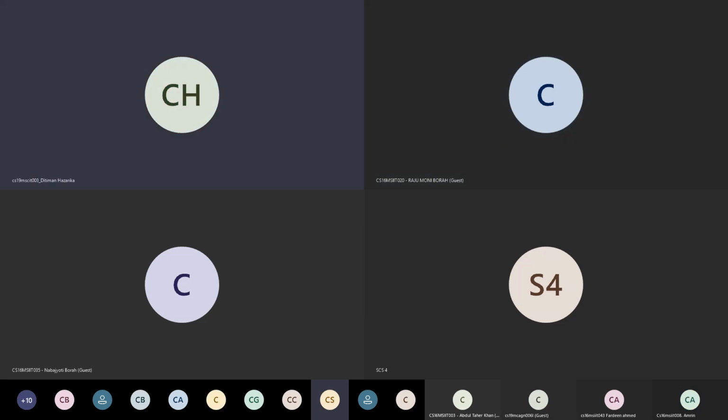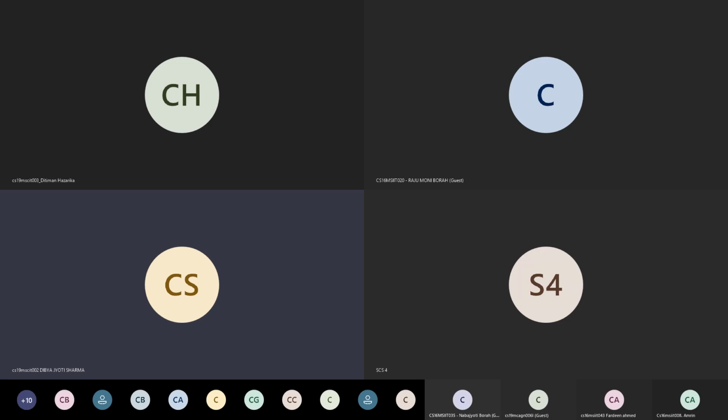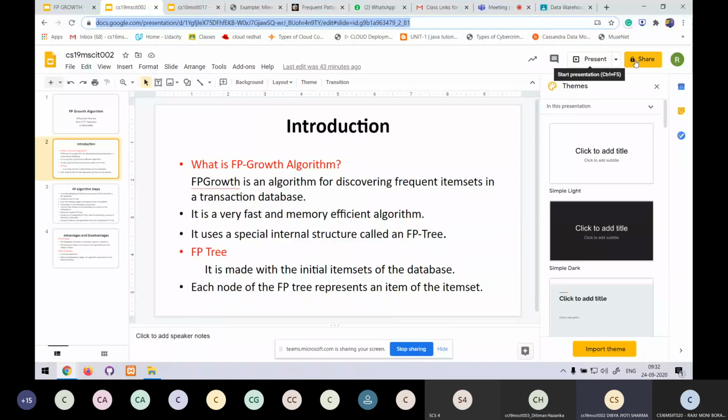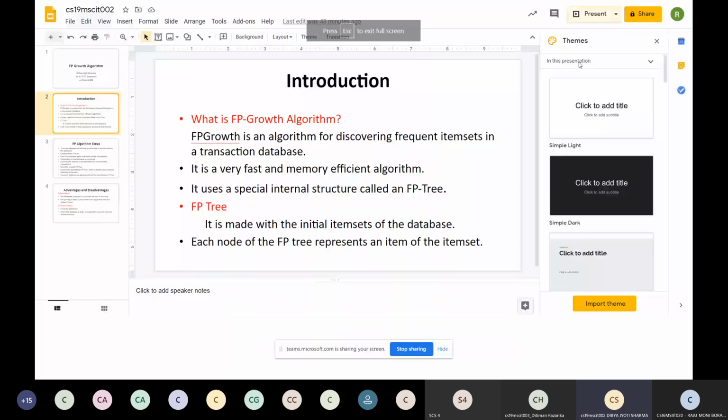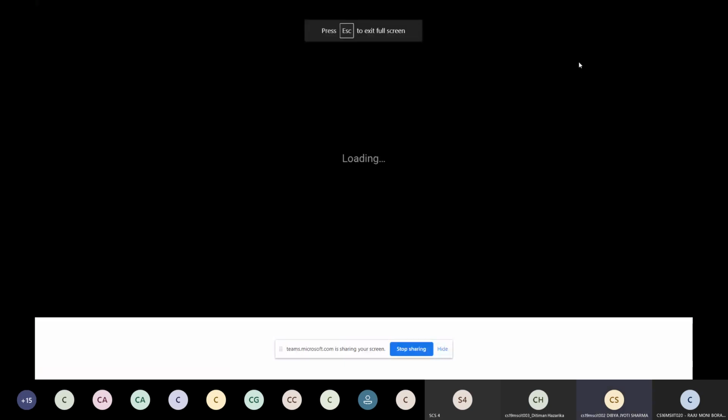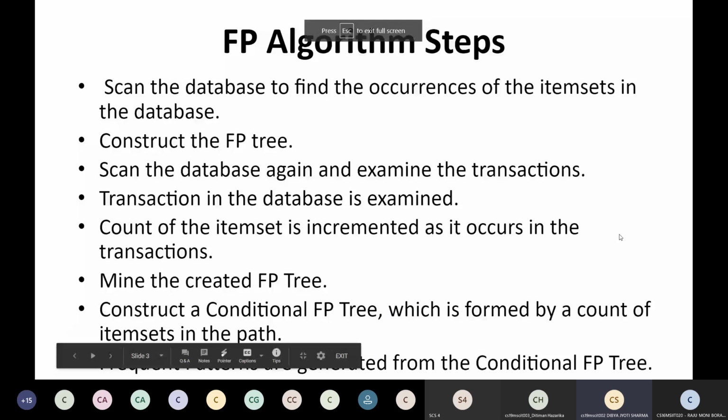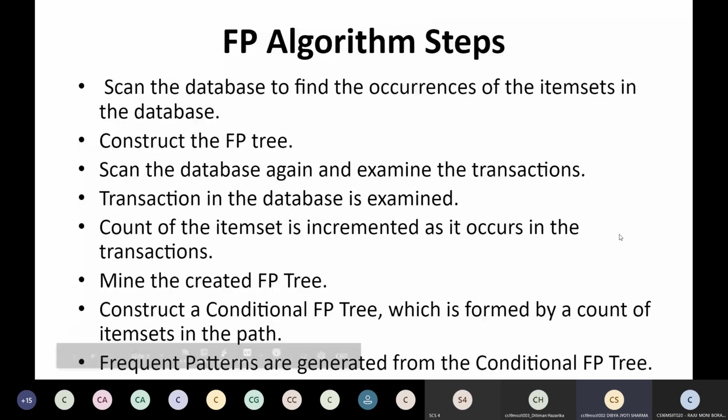Good morning, everyone. Today our discussion topic is the FP-Growth algorithm. First, we know what is the FP-Growth algorithm. The FP-Growth algorithm is for discovering frequent item sets in a transaction database. It was proposed by Han et al. in 2000. It is a very fast and memory efficient algorithm. It uses a special internal structure called FP-tree. Next, we go to FP-tree. FP-tree means frequent pattern tree.